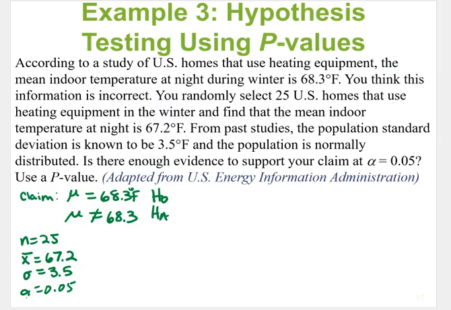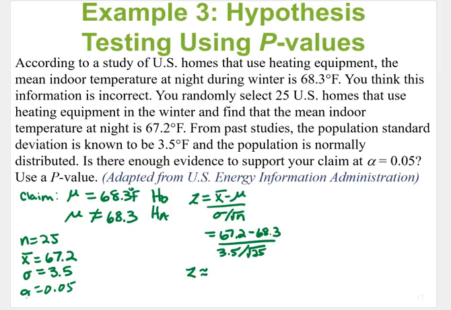So let's start with, oh, and there's our claim. I already have that labeled. So let's start with our z. Let's find our test statistic. Again, write the formula: x bar minus mu over sigma divided by the square root of n. So that's going to be 62.7 minus 68.3 divided by sigma over the square root of 25. Oh, and I forgot to write what sigma was. Let me erase that. My sigma was 3.5. I put all that in my calculator, and when I round to 2 decimal places, I get negative 1.57.